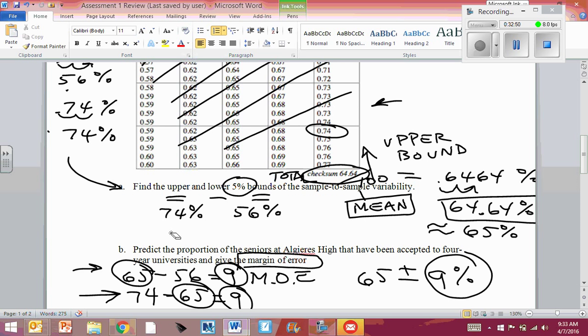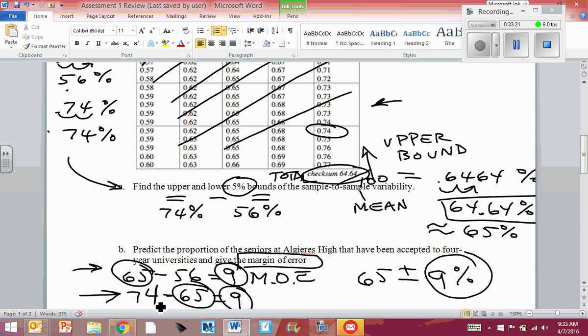Once you have those two as percents, step 2, find the mean of the total amount of numbers. In other words, if there are 100 numbers, we divide by 100. If there were 50 numbers, we would divide by 50. Once you get the mean, you have to write that mean as a percent.